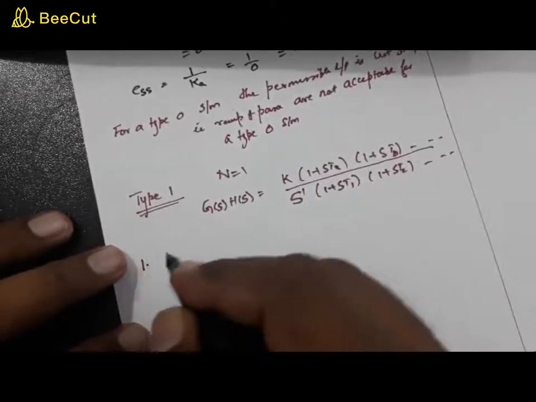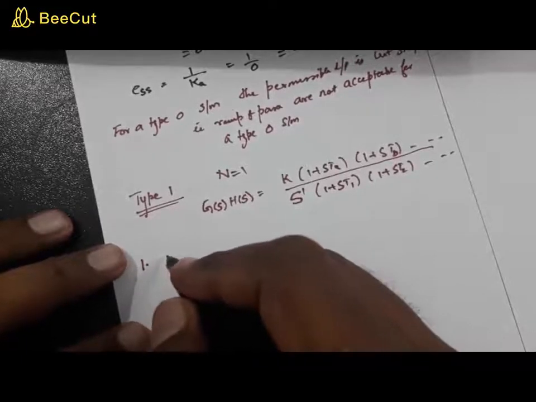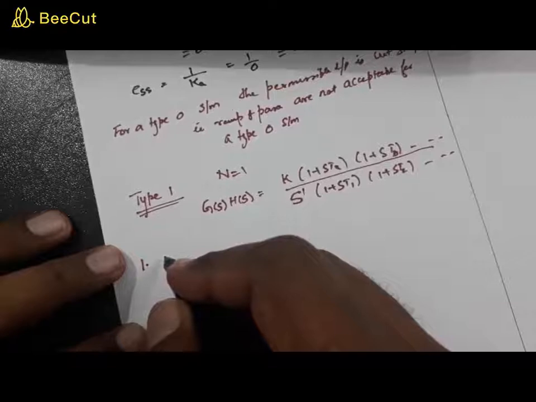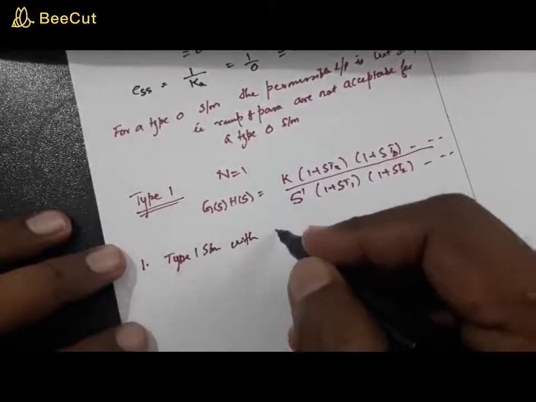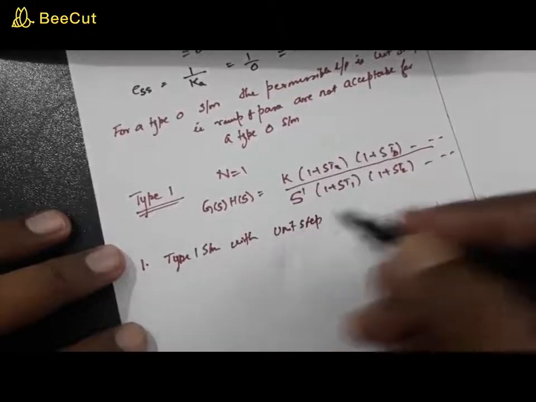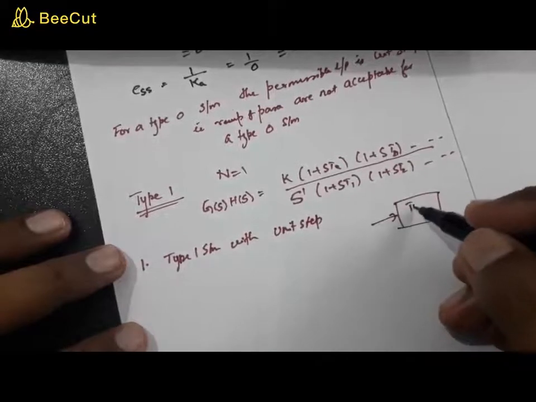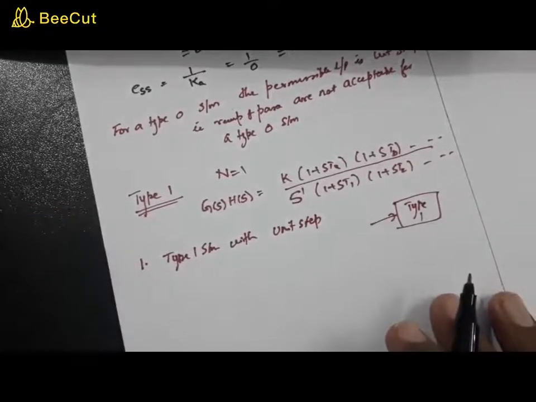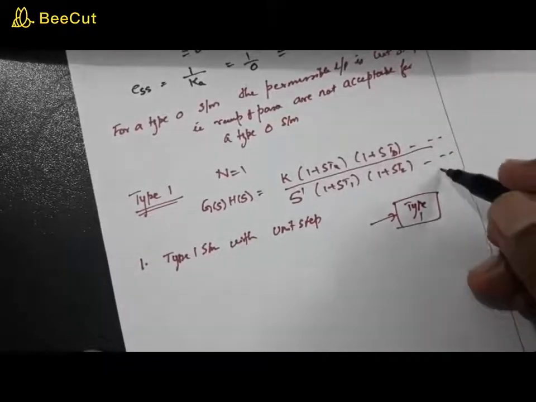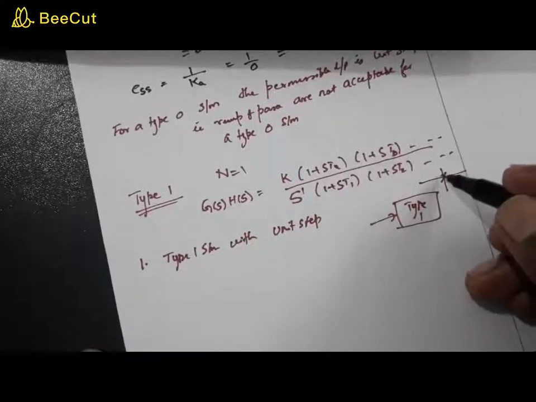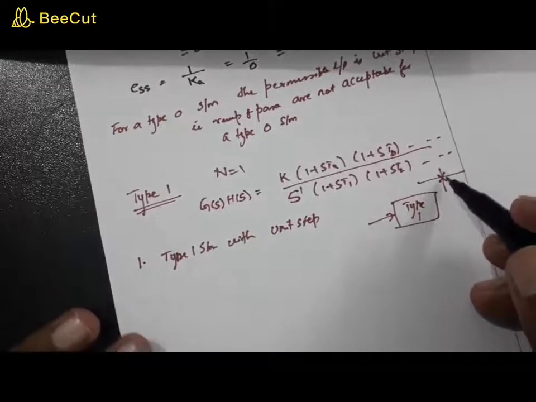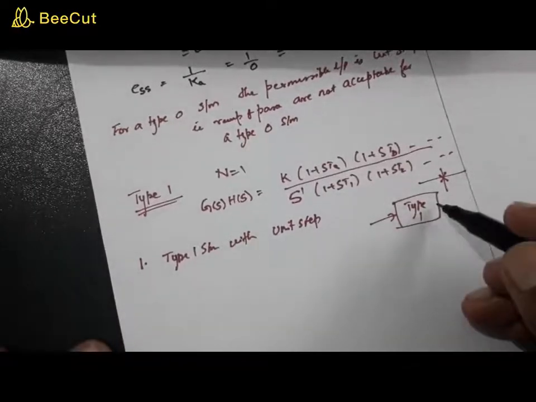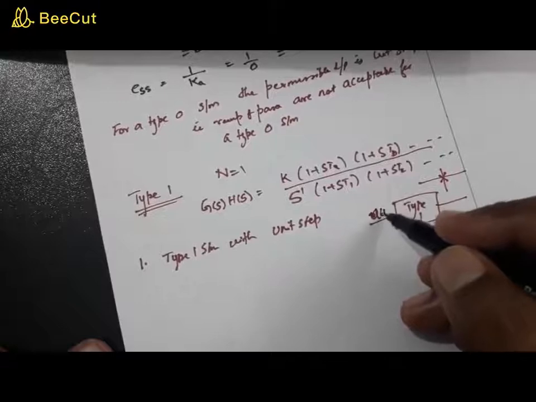Now this is case 1, where a type 1 system is subjected to a unit step input. That means you have a type 1 system. What is the meaning of a type 1 system? In a type 1 system, when you draw the pole-zero plot, you can see a single pole residing at the origin. In a type 0 system, there is no pole at the origin. In a type 1 system, you have a single pole at the origin. Such a system, say you are giving a u of t.